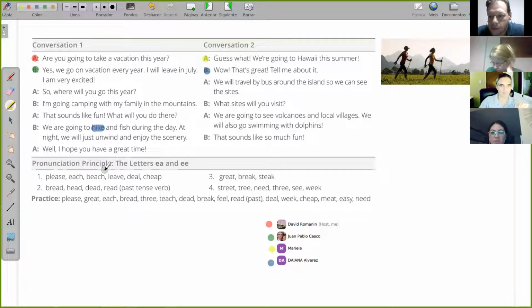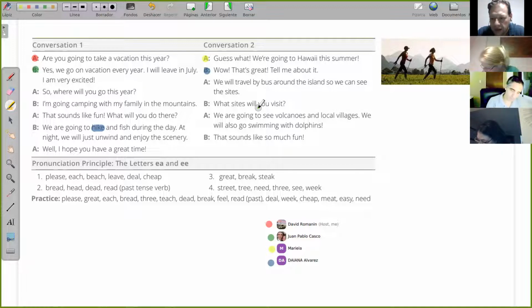What else? Mariela, I couldn't hear you. Okay. Where are you going to see volcanoes and local villages? Yeah, we are going to see. It's an expression that I think will be useful for you when you have to express what you are going to do. We are going to is in the future. To see what? This word is volcanoes. What does it mean?